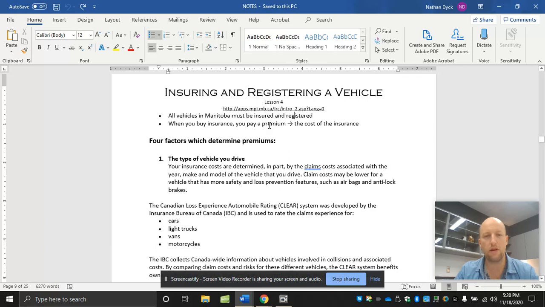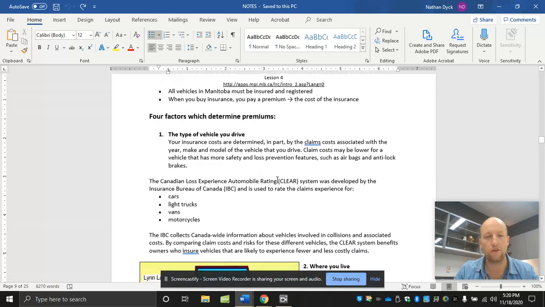When you buy it, you pay a premium, AKA the cost of the insurance. And there's four main ways in which you're able to identify what your premiums are. And that comes down to the type of vehicle you drive. Your insurance costs are actually determined by that. It's associated with the year, the make, the model. So if you're driving something like a Dodge, maybe it's a little bit cheaper, maybe not. For those that don't like Fords, again, those might range in there, a little bit higher, a little bit lower.